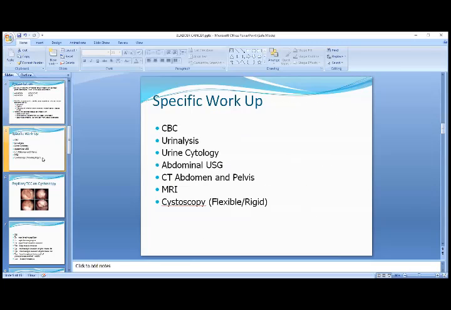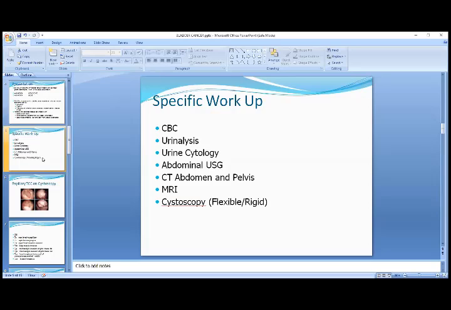So, how will you work up a patient who is suffering from CA bladder? So specific workup includes CBC. CBC will show us the extent of hematuria. That is, if the HB of the patient is very low, it means he or she is suffering from more extensive disease and more extensive hematuria.